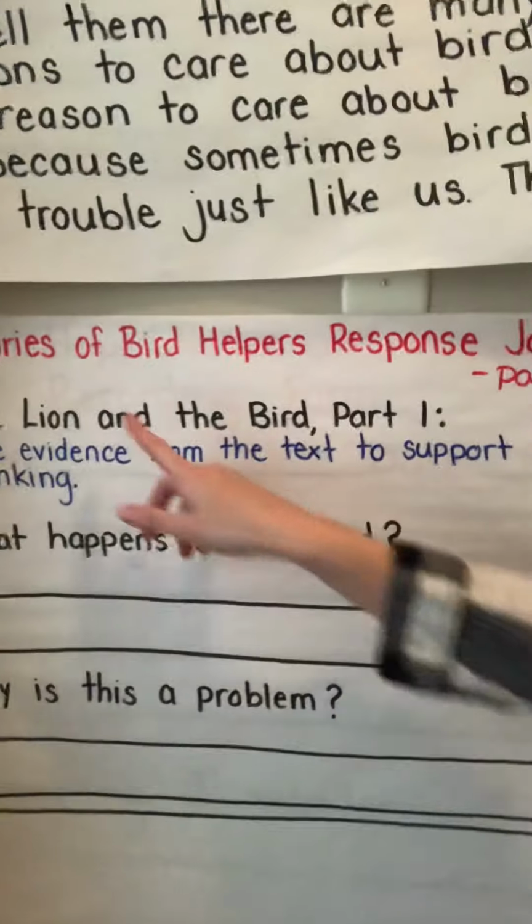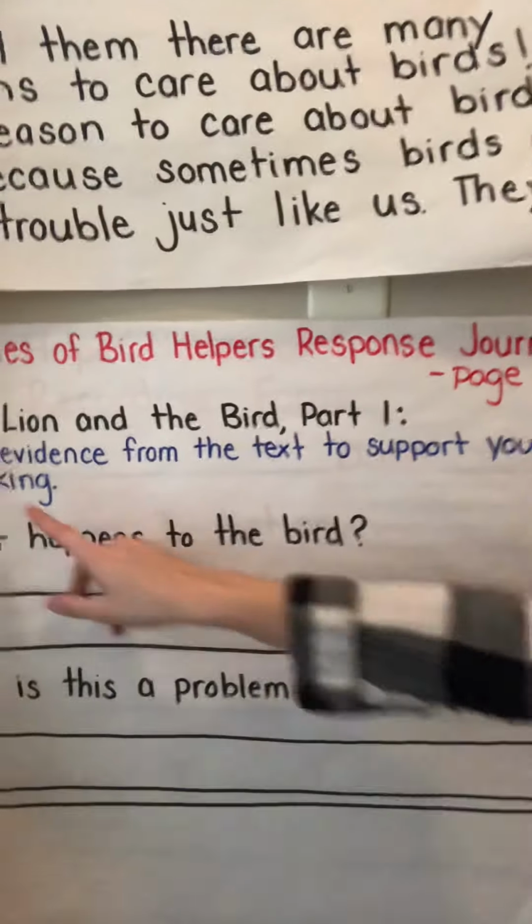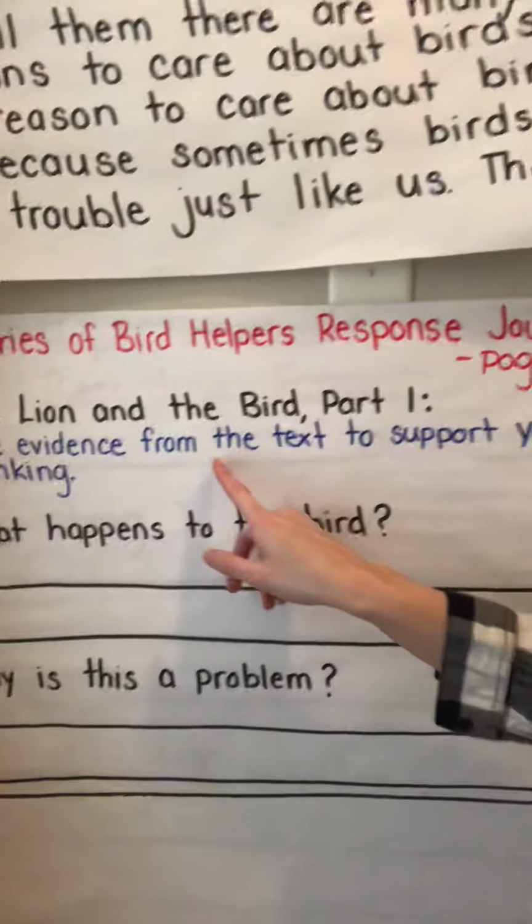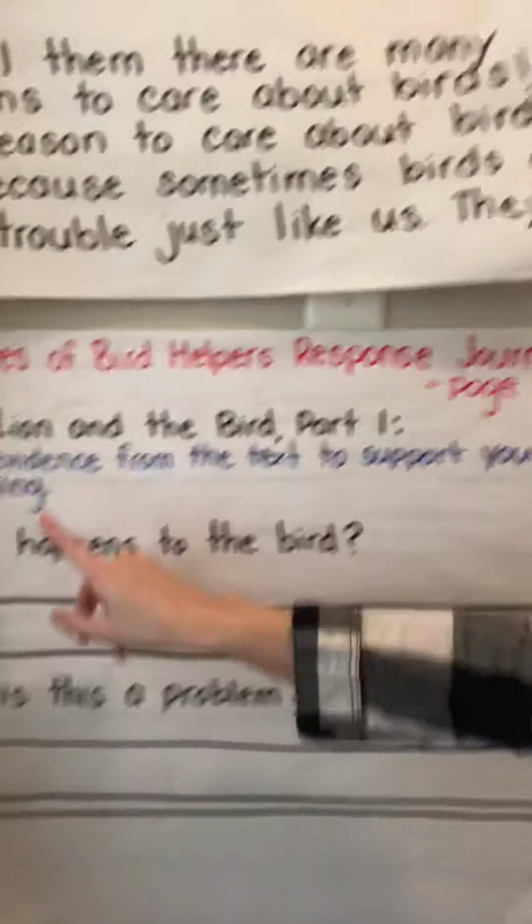So it says that we're doing our Lion and the Bird part 1, and it tells us to use evidence from the text to support your thinking. So we're going to write our answers, but then we're going to use our pictures to help us say and explain how we got our answer.